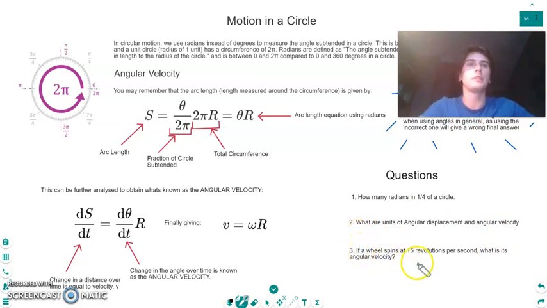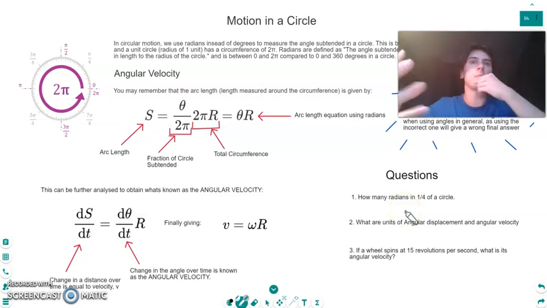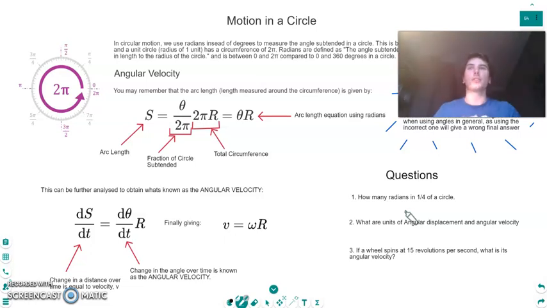3. If a wheel spins at 15 revolutions per second, what is its angular velocity? So what you're going to want to do is find out how many radians are in those 15 revolutions. So you want to do 2 pi, because that's all the radians in one revolution, times 15. So we'll get 2 pi times 15, and that is 30 pi. So it should be 30 pi angular velocity, 30 pi radians per second.